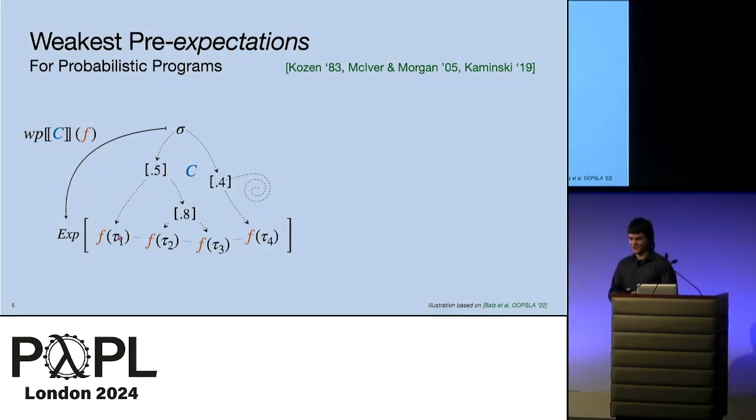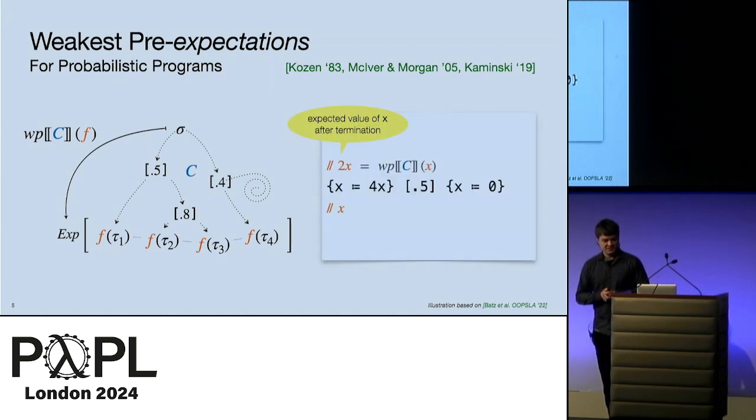And this expected value is taken with regards to the probability distribution induced by the probabilities that occur along these computation paths. So here, for instance, this state is reached with probability 1/2, and that state is reached with probability 1/2 times 0.8, and so on. Here's an example of a weakest pre-expectation.